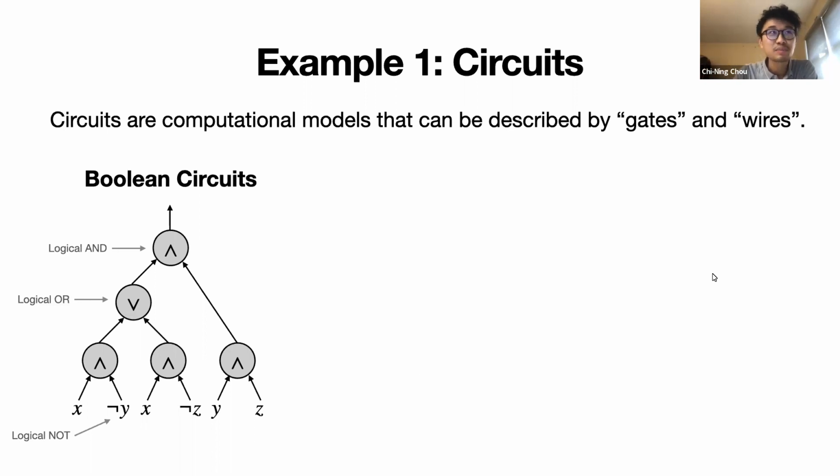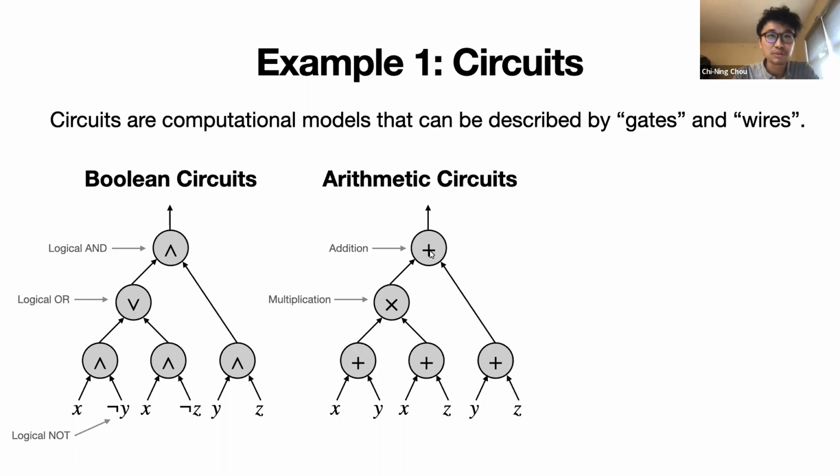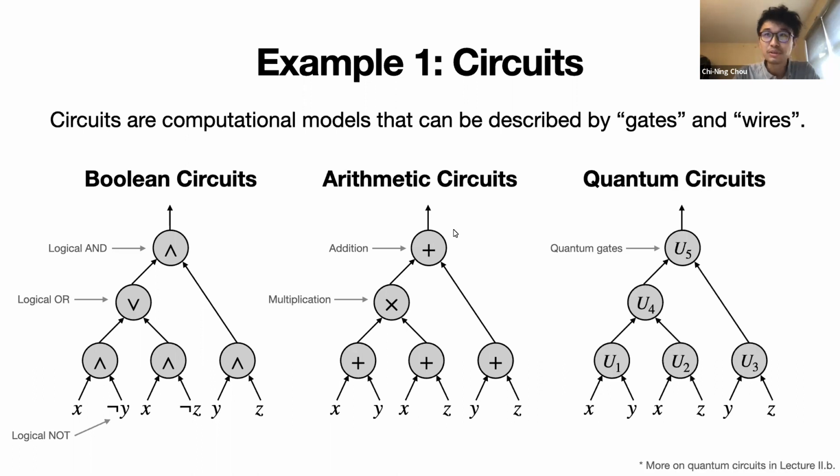And the Boolean circuit is not alone. You can also replace the gates with other computational units. For example, you can do addition and multiplication, and this becomes an arithmetic circuit. And you can also replace gates with something called quantum gates, which we will mention in the second module on the physics part. Then this becomes a quantum circuit.